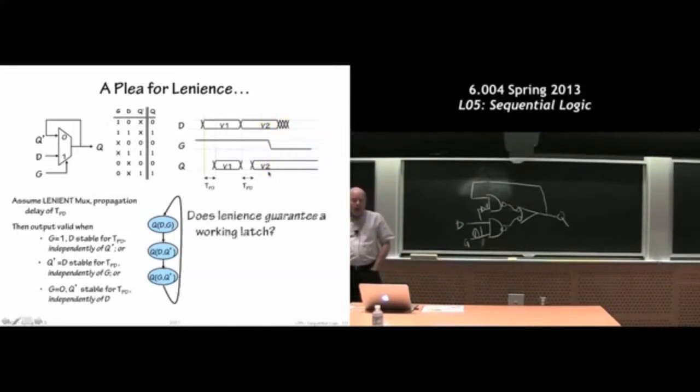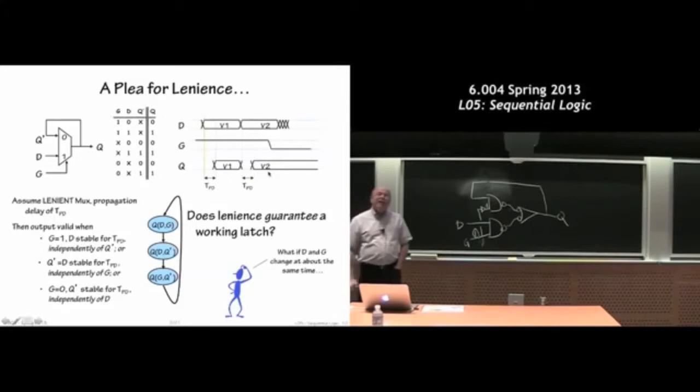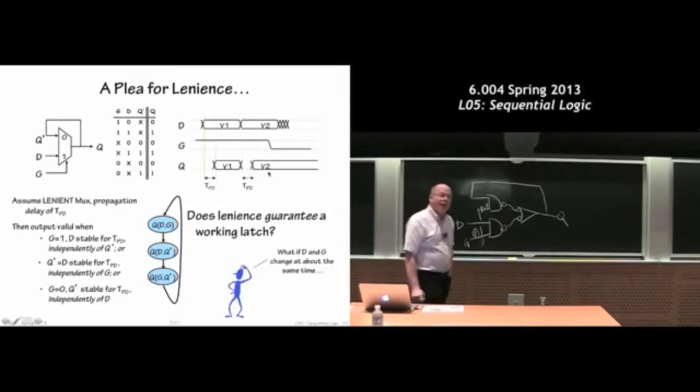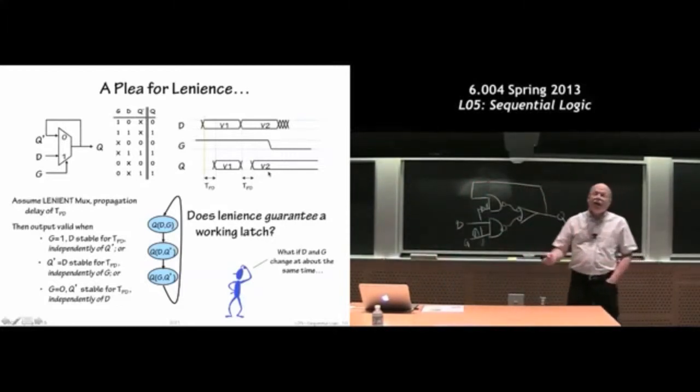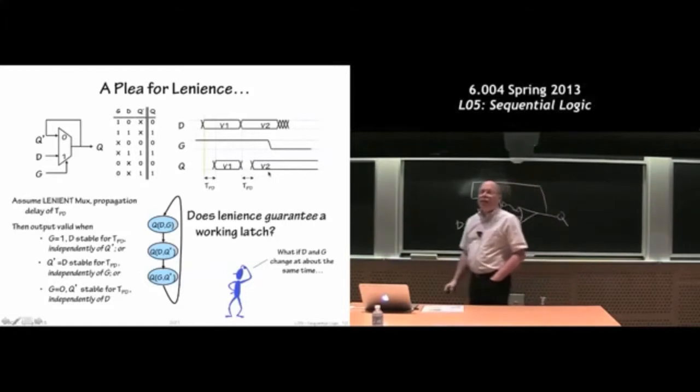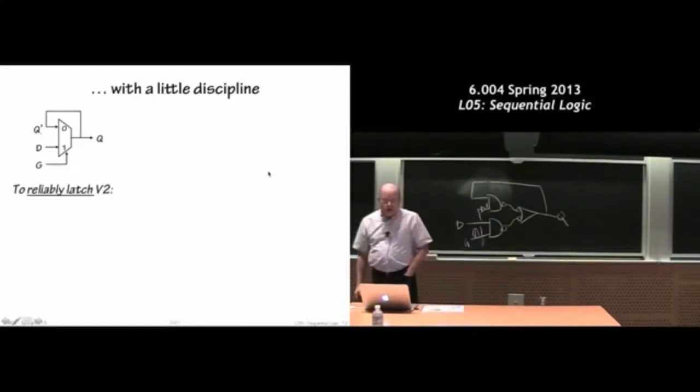Okay, so does this guarantee a working latch? Have we taken care of all the problems? Have we dealt with all the possible situations of D changing and G changing? And the answer is almost. We're going to have to introduce a new set of rules that takes care of one more situation.